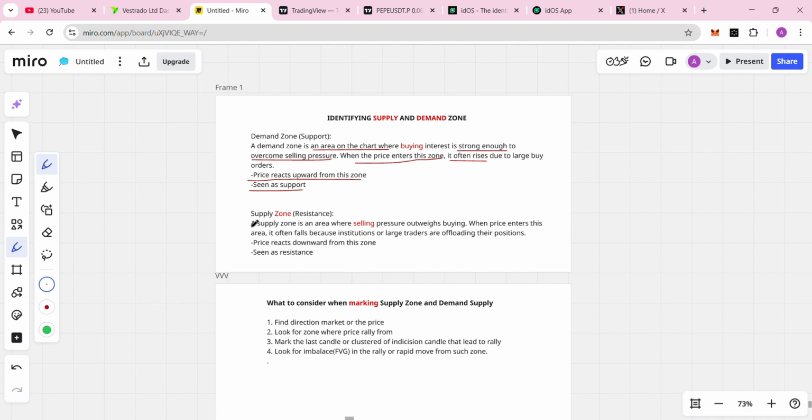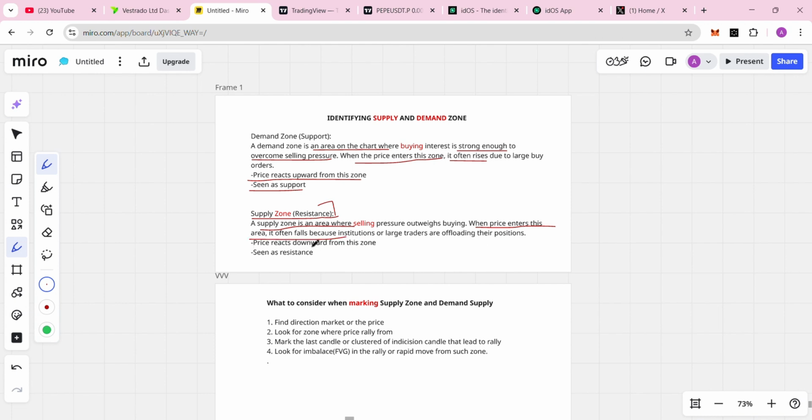The supply zone. What is the supply zone? Supply zone is the direct opposite of the demand. The supply zone is an area where there is selling pressure, and when price returns to this zone, price is expected to fall rapidly.